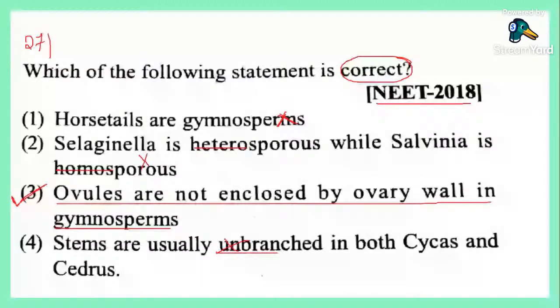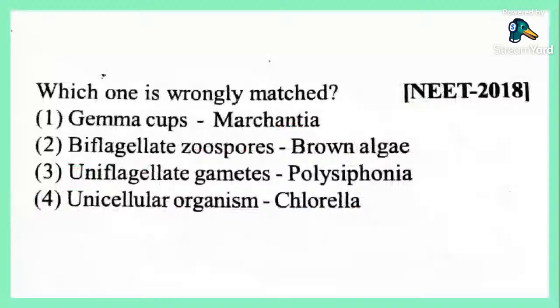Moving on to question number 28, NEET 2018 question. Which among the following is wrongly matched? Gametophytes, Marchantia; biflagellate zoospores, brown algae; uniflagellate gametes, Polysiphonia; unicellular organism, Chlorella. Very good. Uniflagellated gametes in Polysiphonia is a wrong statement.